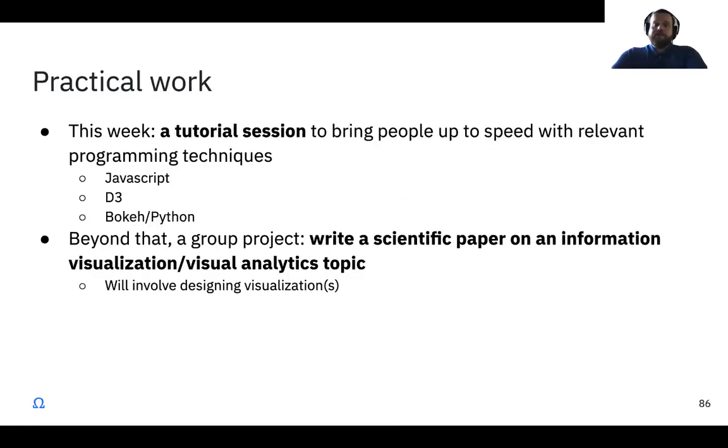Regarding the practical work, this week there's going to be a tutorial session to bring people up to speed with relevant programming techniques that you will need to design your visualizations. And beyond that, there's going to be a group project. You're going to write a scientific paper on an information visualization or visual analytics topic of your choice, and this will involve actually designing some nice visualization.